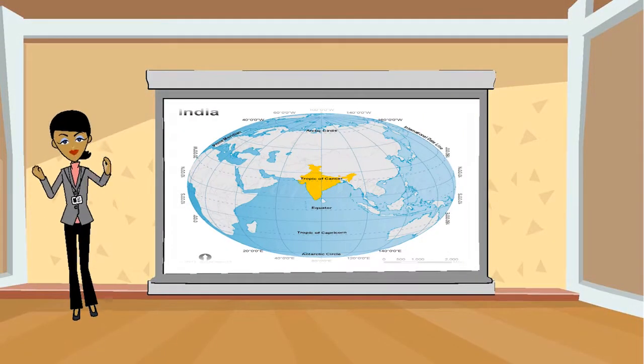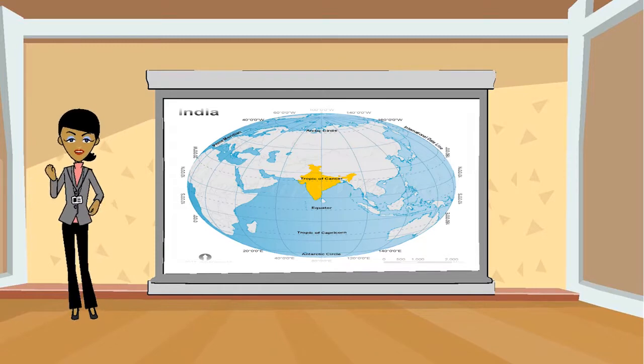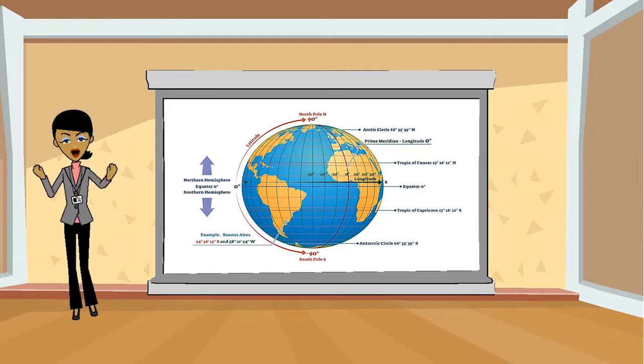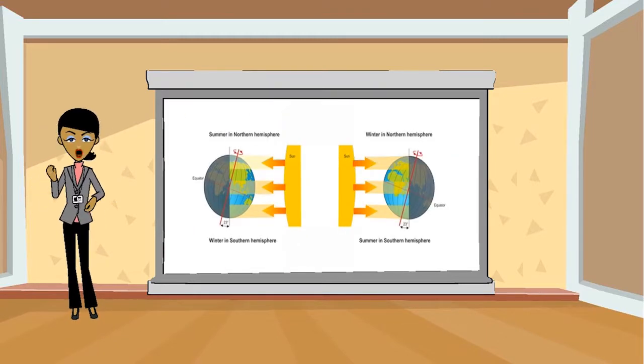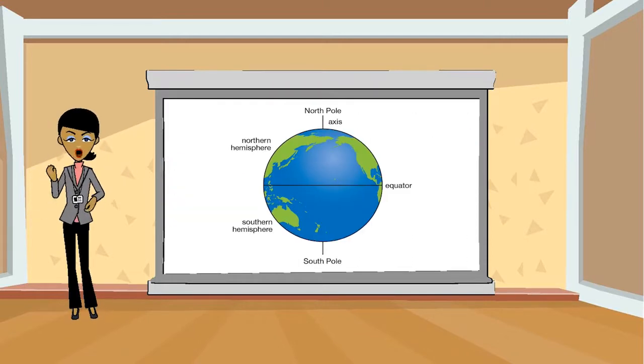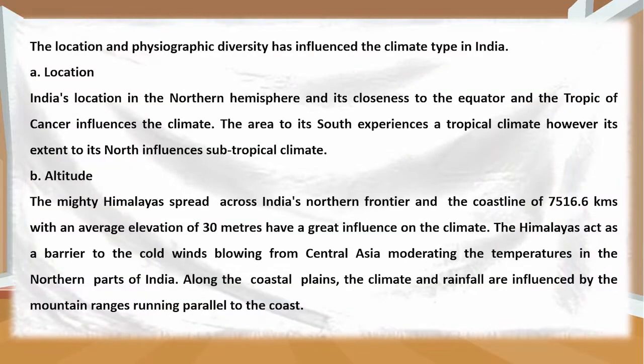There are several factors affecting the climate of India. Let us learn them. India is located in the northern hemisphere, and as the equator is close to the country, it affects the climate. The southern part of India experiences a tropical climate, but the northern part of the country has a subtropical climate. The altitude has a major effect on India's climate.